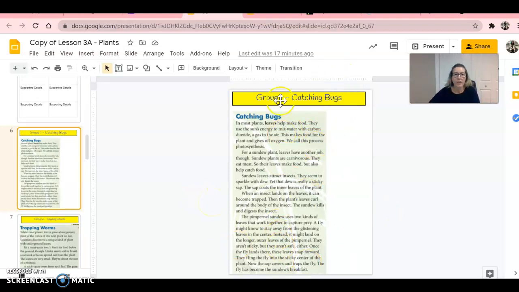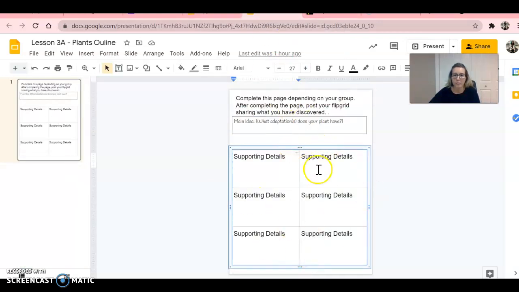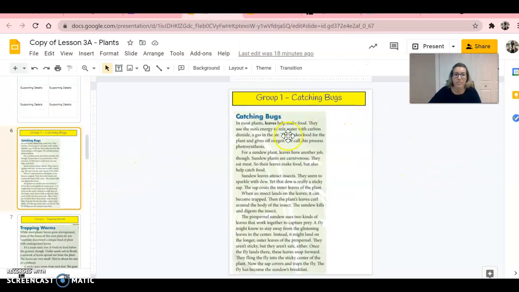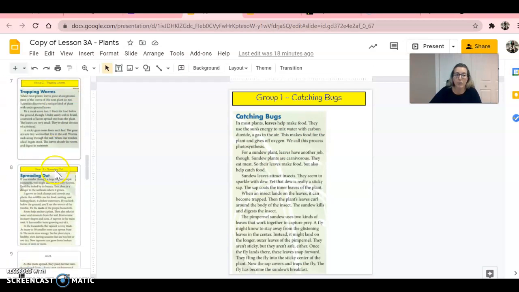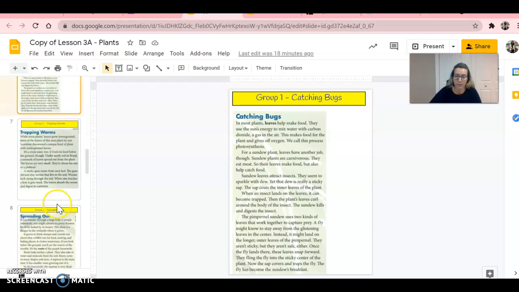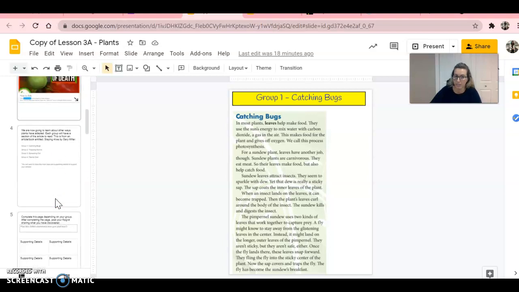Once your outline is filled out, you're going to go to your class's Flipgrid that is attached to this assignment, and you're going to tell us about your article. Tomorrow, we will look at each other's videos and learn about the other parts of the plants. So for instance, if you are in group 1, today you're going to learn about catching bugs, and then tomorrow you are going to watch one video from each of the other articles and learn about what your peers have taught you.